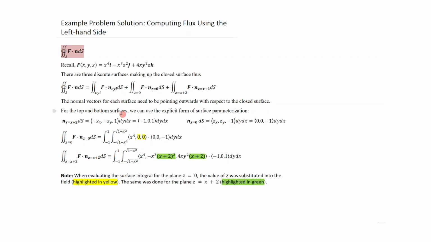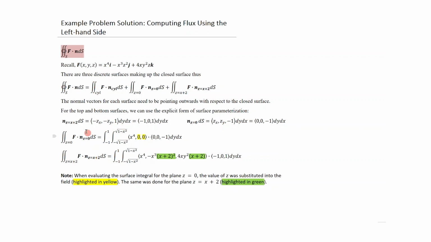Now for the top and bottom surface, we can use the explicit form of surface parameterization. Why? Because z is given as a function of x or y. In this case, z equals 0 and z equals x plus 2. So we'll proceed in computing what n evaluated at z equals 0 dS is and what n at z equals x plus 2 dS should be. We use the general formulation for the explicit form. This is just minus the partial of z with respect to x, minus the partial of z with respect to y, 1, dy dx.